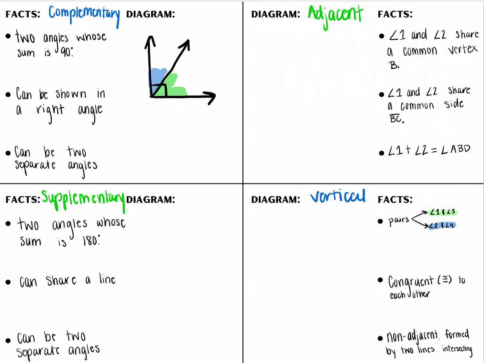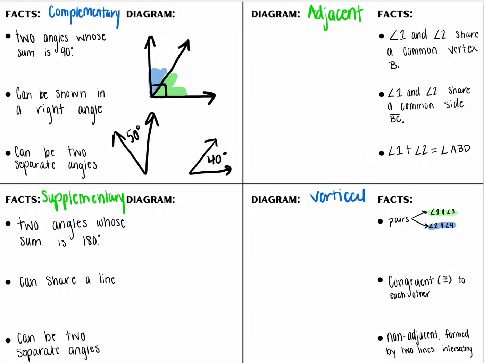Or they don't have to be next to each other or within a right angle. When we're looking at angle diagrams, if 2 angles add up to be 90 degrees, that makes them complementary. They don't have to be next to each other. For example, you could have an angle right here that's 50 degrees, and the other angle is over here, and it's 40 degrees. Those are complementary because 50 plus 40 is 90 degrees, okay? They can be in a right angle, but they don't have to be, okay?